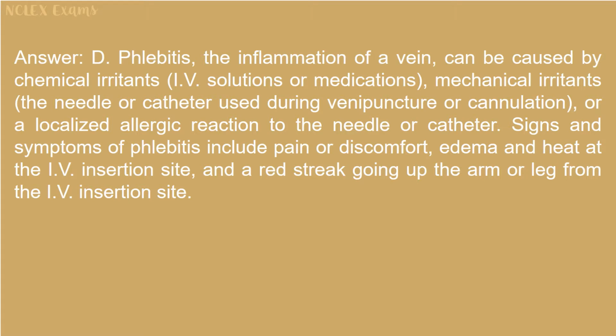Answer: D. Phlebitis, the inflammation of a vein, can be caused by chemical irritants, IV solutions or medications, mechanical irritants, the needle or catheter used during venipuncture or cannulation, or a localized allergic reaction to the needle or catheter. Signs and symptoms of phlebitis include pain or discomfort, edema and heat at the IV insertion site, and a red streak going up the arm or leg from the IV insertion site.